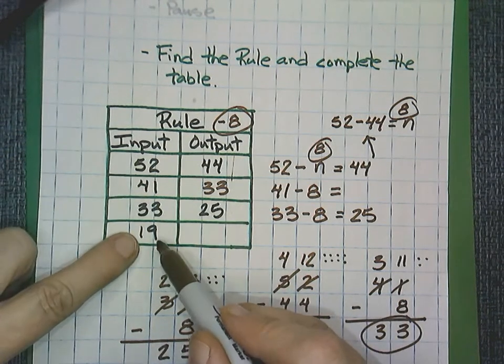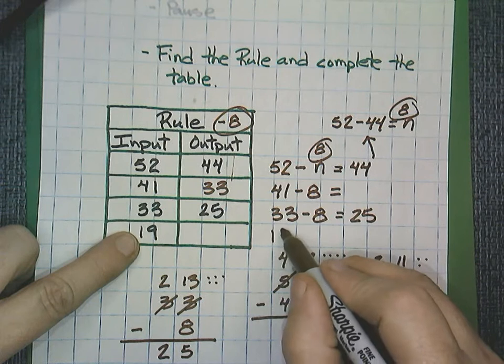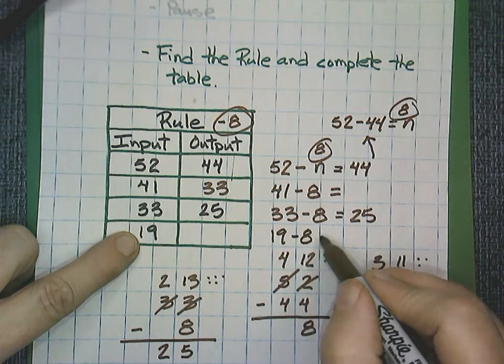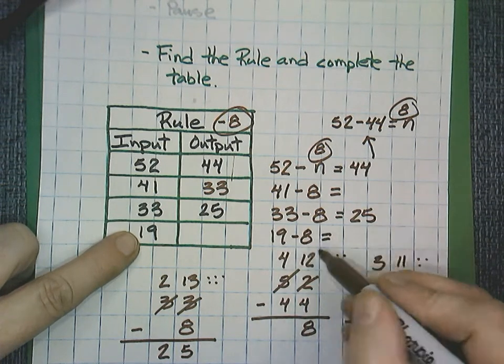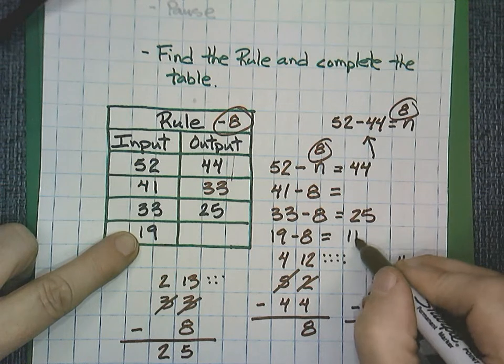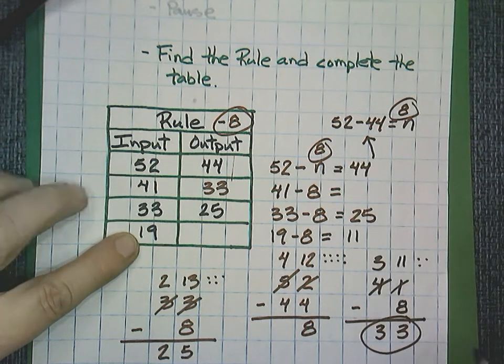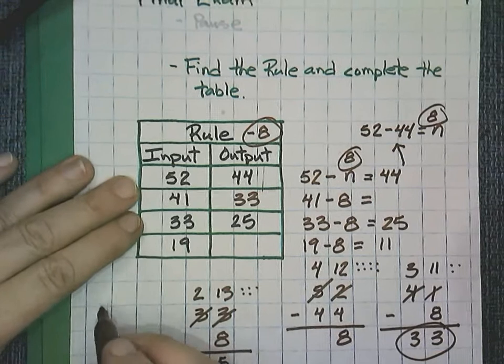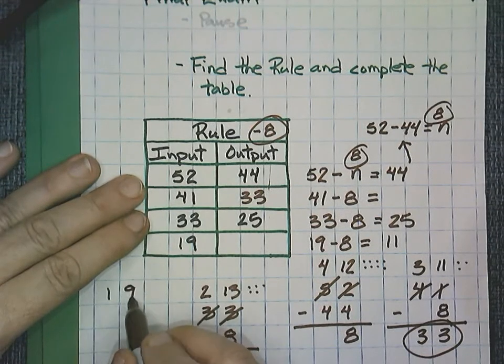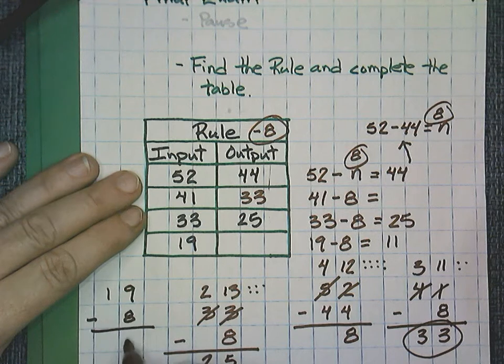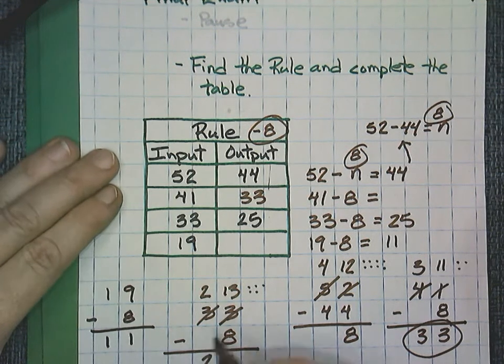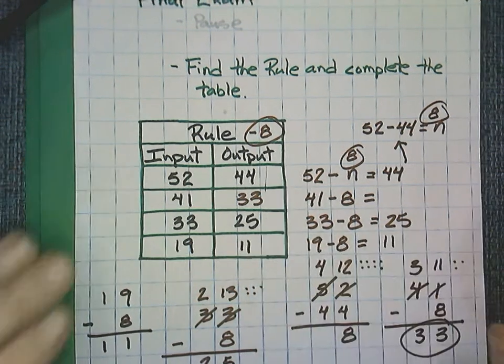And finally, 19 minus 8. I know that's going to equal 11, right? Let's see if I can show that over here. 19 minus 8, no regrouping for this one. And so that would be 11.